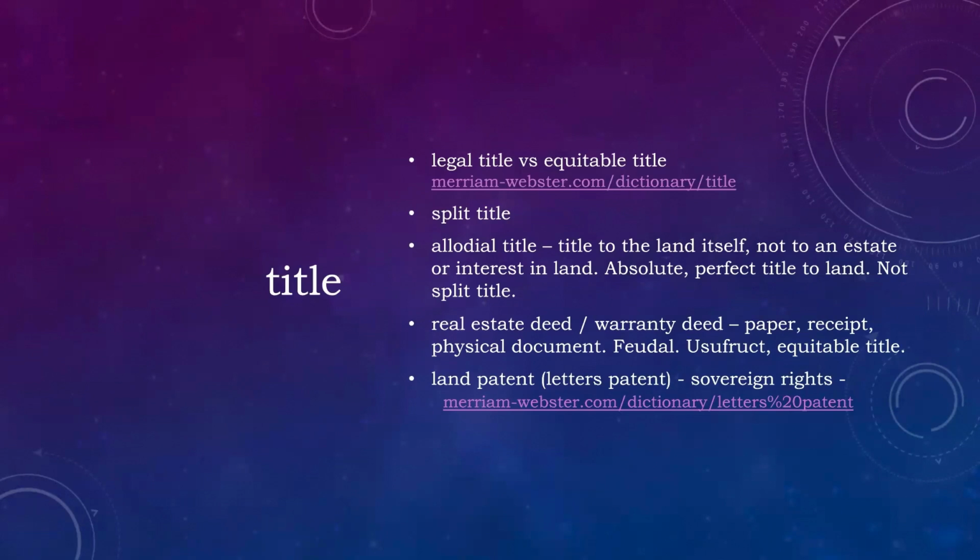So a real estate deed, also known as a warranty deed, is paper. It's a receipt, a physical document signifying ownership only, though, in split title form. Right? It's feudal. That ownership is in quotes. It's really tenancy. It's a feudal system document, and what it shows is the usufruct or equitable title.